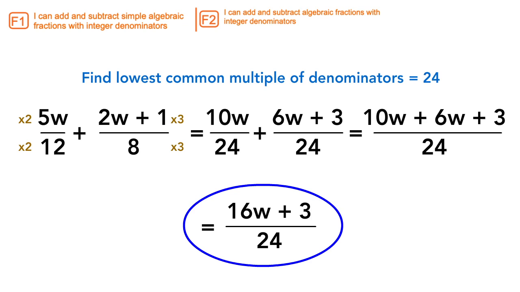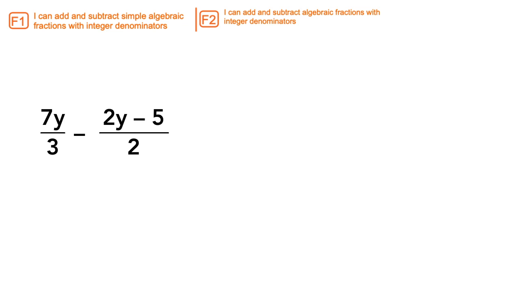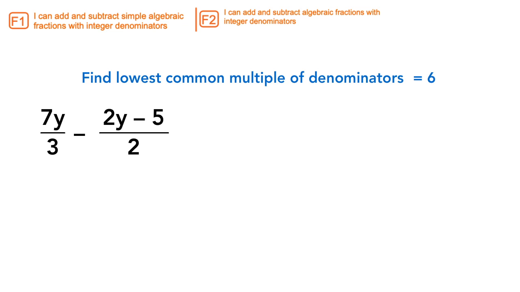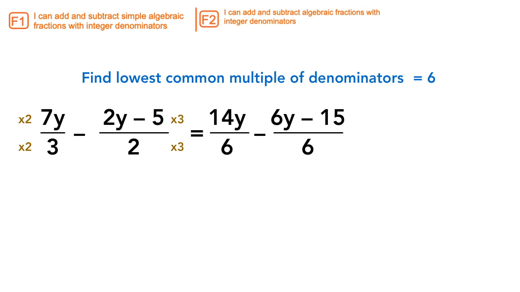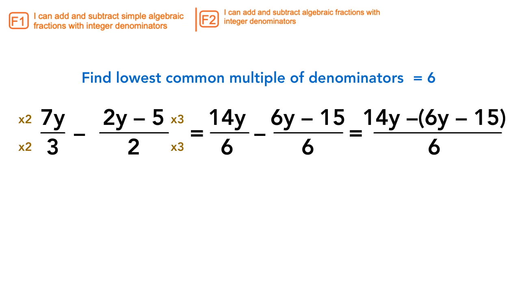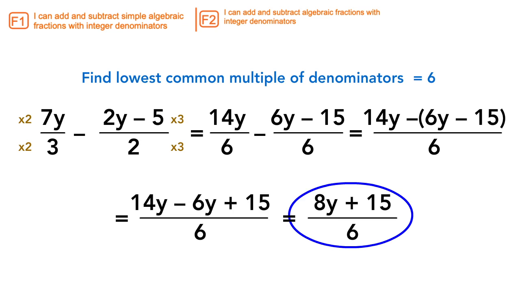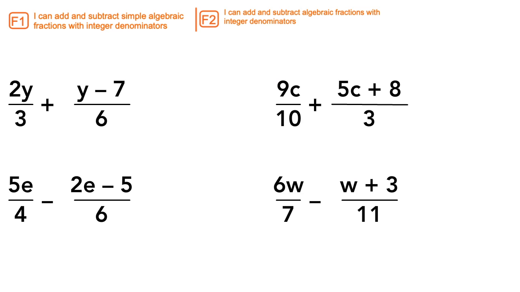Another question. You have to be careful with this question. The whole process is the same, but you need to be observant for the last step. The lowest common multiple of 3 and 2 is 6. 7y and 3 get multiplied by 2. 2y minus 5 and 2 get multiplied by 3. Because we are subtracting numerators, remember that everything in the second numerator is being subtracted and not just the 6y. That's why they are placed in brackets first. Expanding the brackets, we get negative 6y plus 15. The final answer is 8y plus 15 over 6. Have a go at these questions.